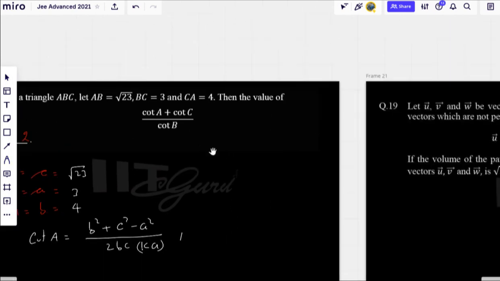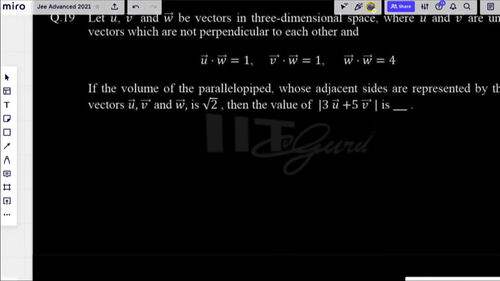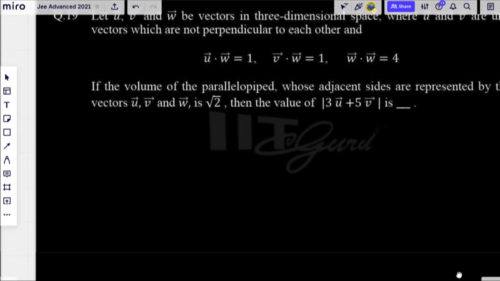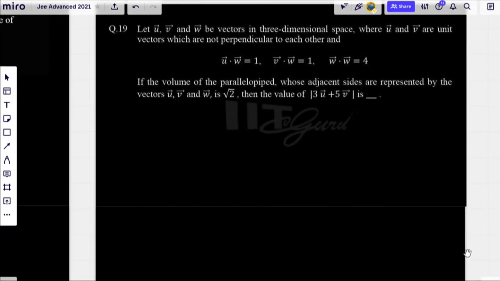So, another question, that is question number 19, from the vector chapter. You can say it is also pretty easy, as the dot products of 3 vectors are given. These 3 vectors are in 3-dimensional space, and they are unit vectors.